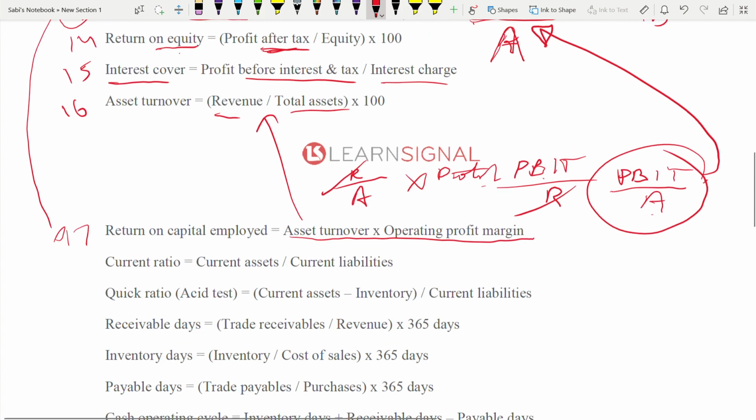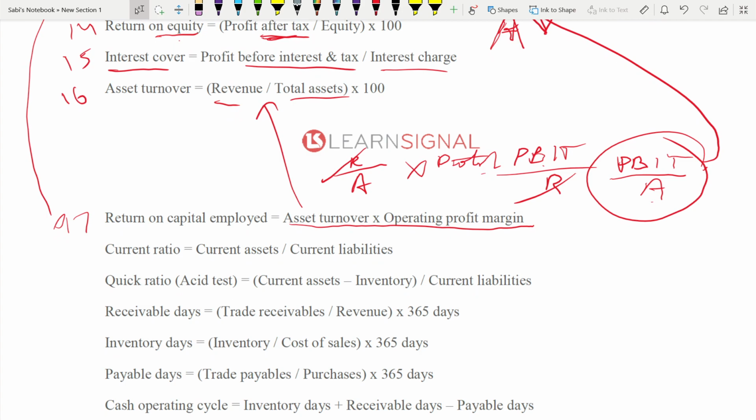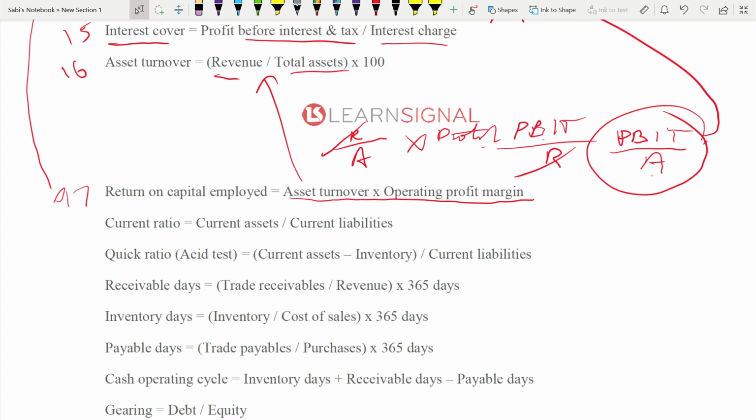So it's not too different, but sometimes two ratios can make a third ratio. They're dependent on each other. 18. Current ratio, quick ratio, these are easy. This measures your liquidity, these two. Okay. These two liquidity ratios.